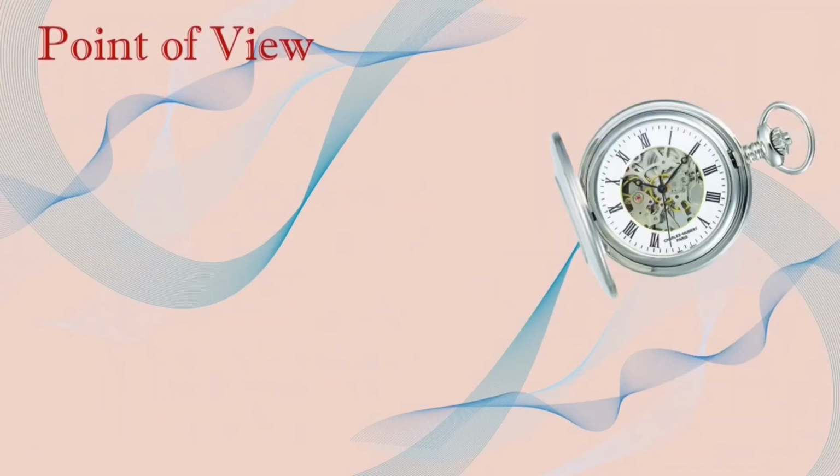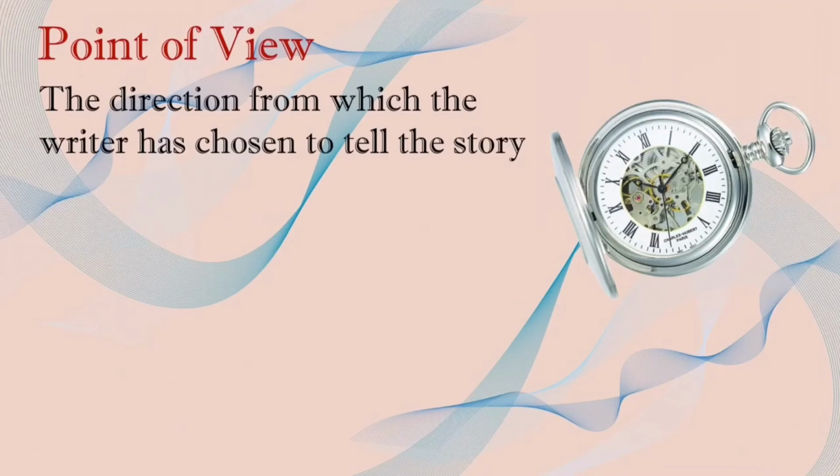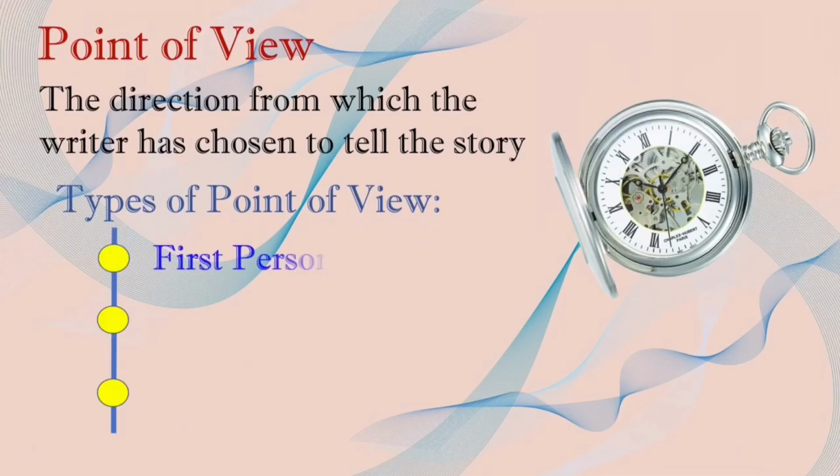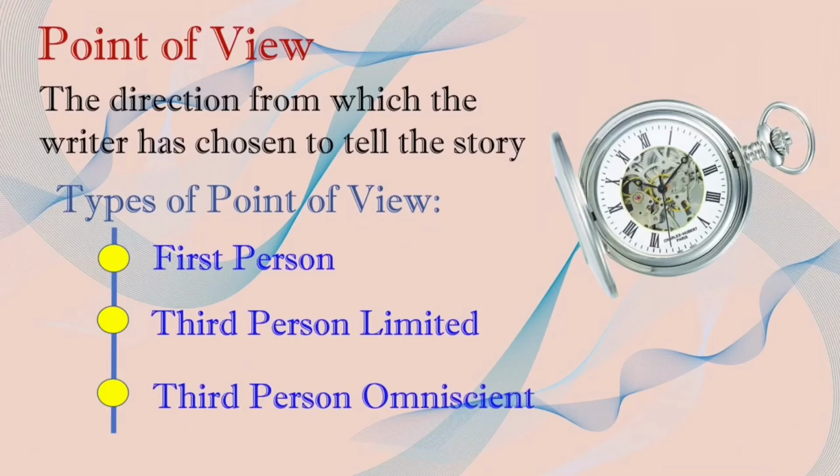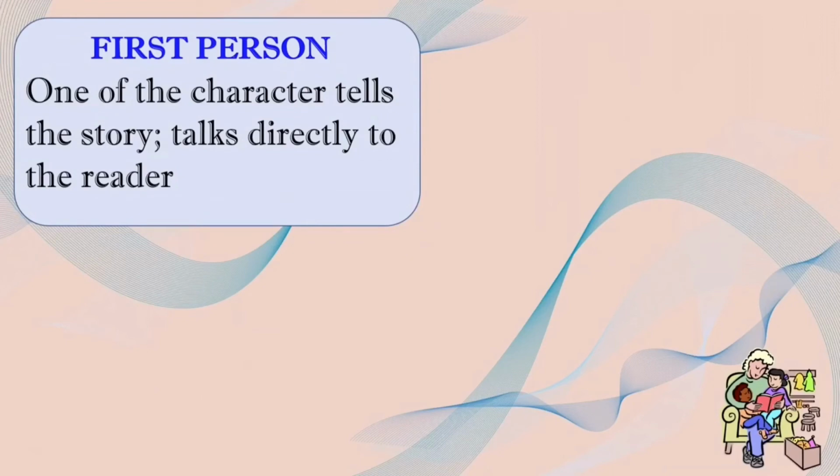Point of view: the direction from which the writer has chosen to tell the story. Types of point of view: first person, third person limited, and third person omniscient. Let us discuss the types one by one.